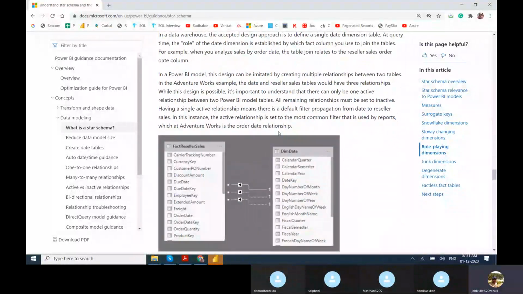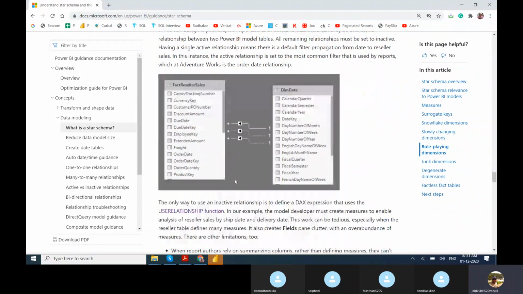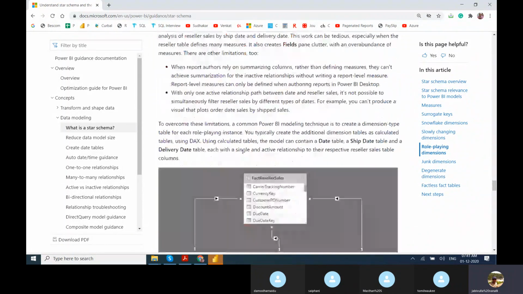I said it to you in the previous class. In one table, only one primary key will be there, and we can have more than one primary key column, right? Okay. This example also I will clear.